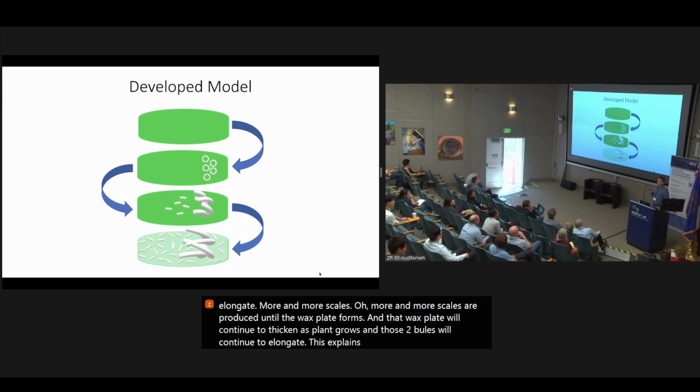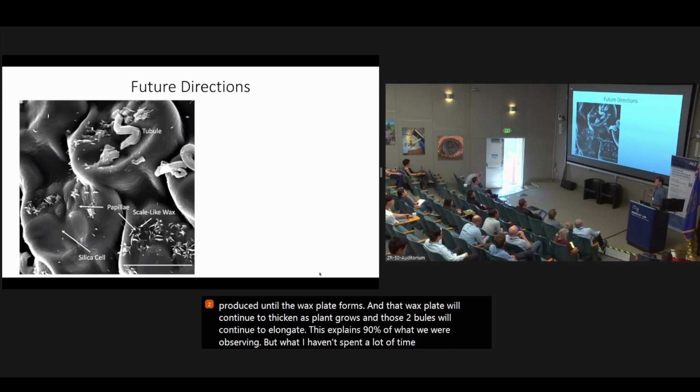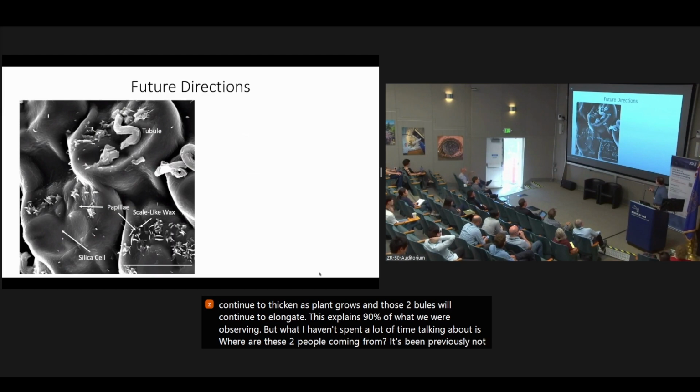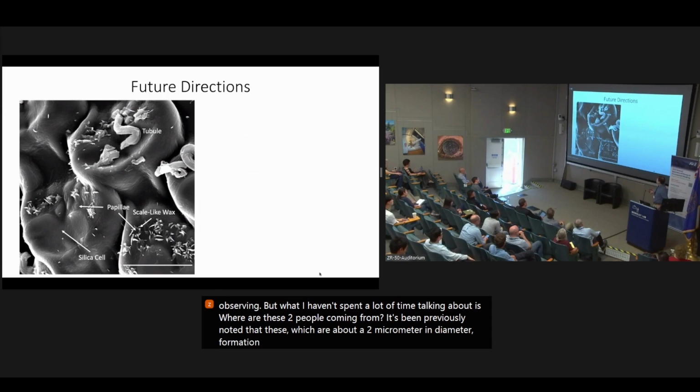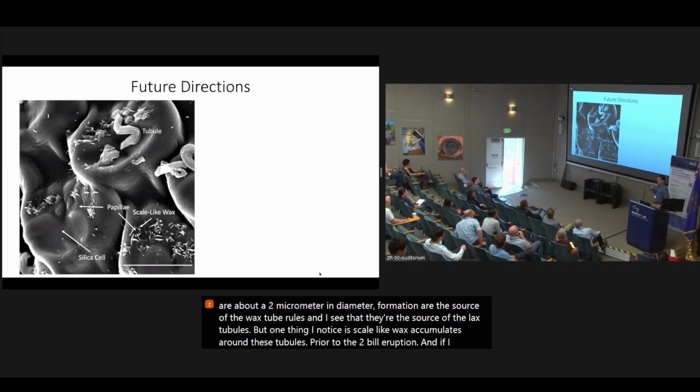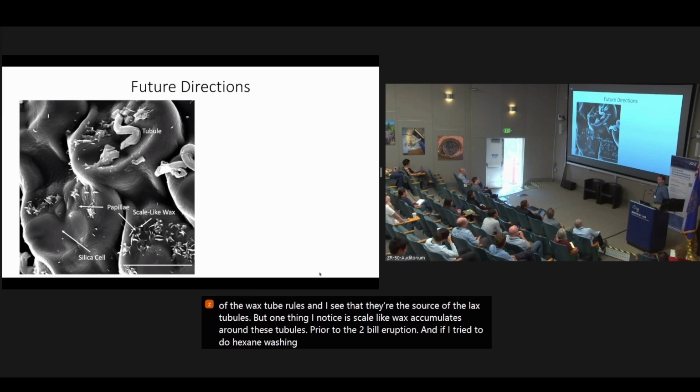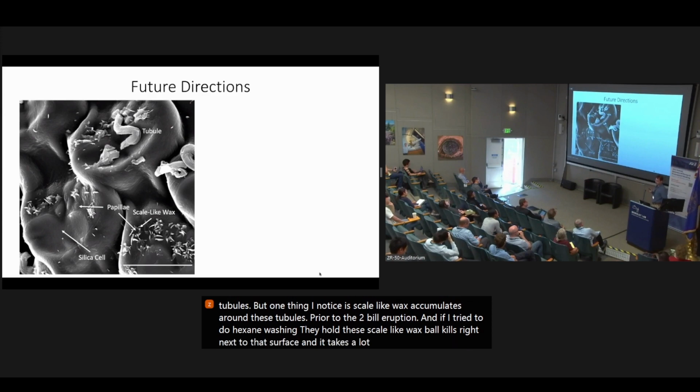This explains 90% of what we were observing, but what I haven't spent a lot of time talking about is where these tubules are coming from. It's been previously noted that these papillae, which are about a 2 micrometer diameter formation, are the source of the wax tubules. But one thing I noticed is scale-like wax accumulates around these tubules prior to the tubule eruption. And if I try to do hexane washing, they hold these scale-like wax molecules right next to that surface, and it takes a lot of effort to get them off.